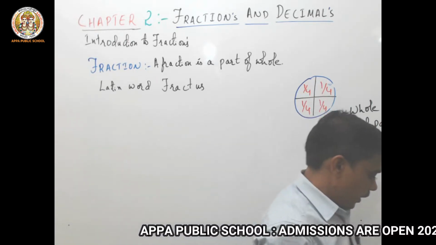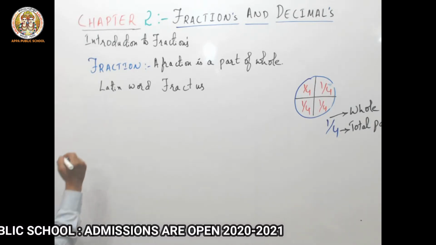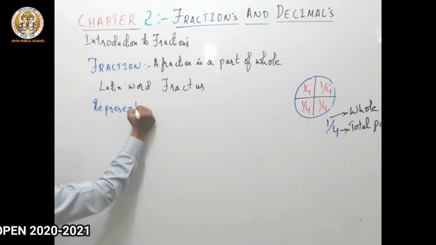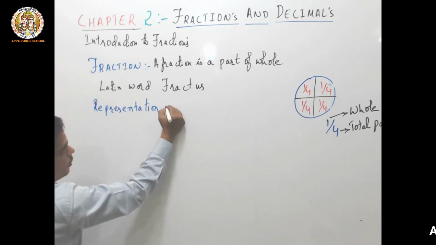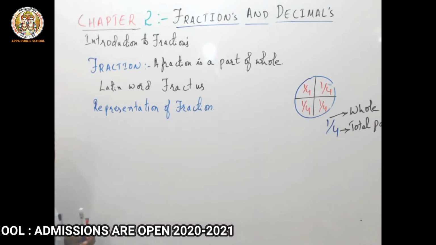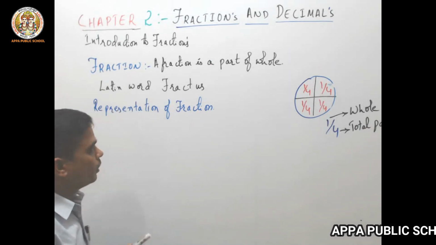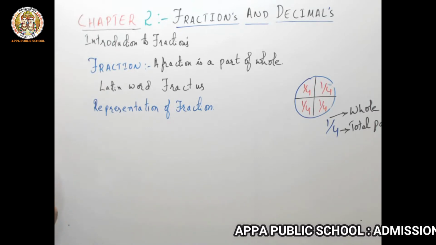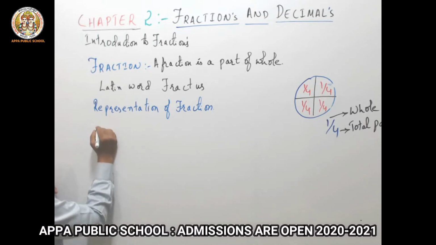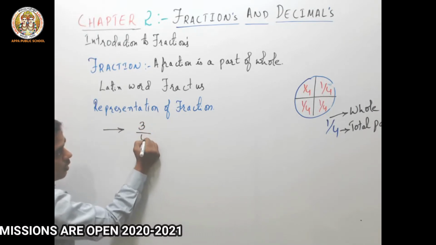Next I will discuss how to represent a fraction, the representation of fraction. A fraction is represented by one number in the numerator and one number in the denominator. That is, the fraction is represented with numbers. For example, I will write it as 3 by 4.